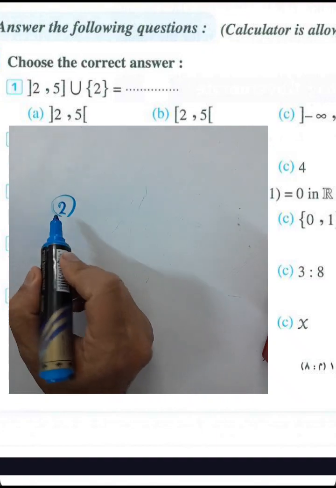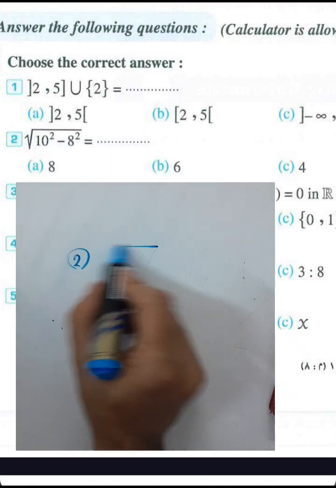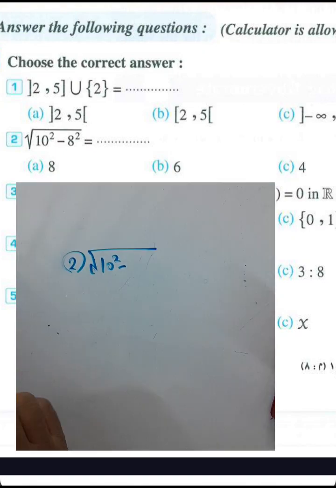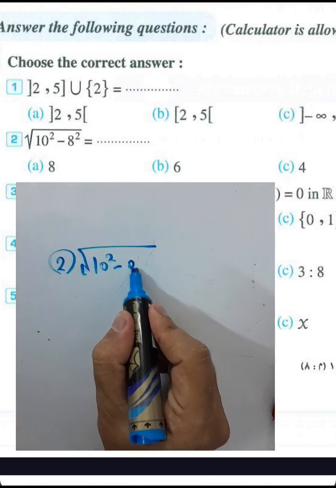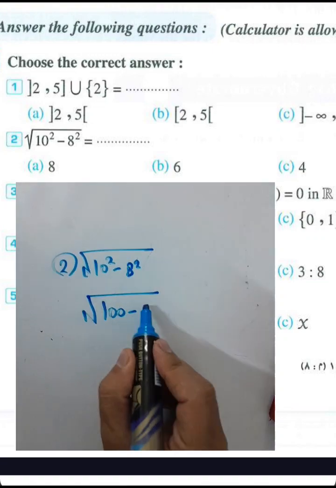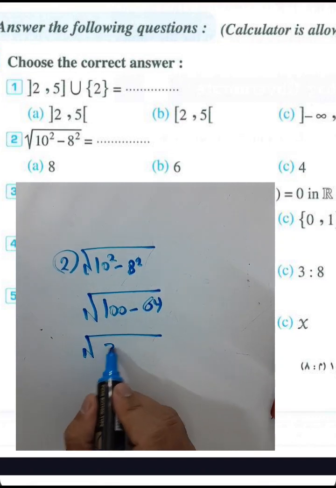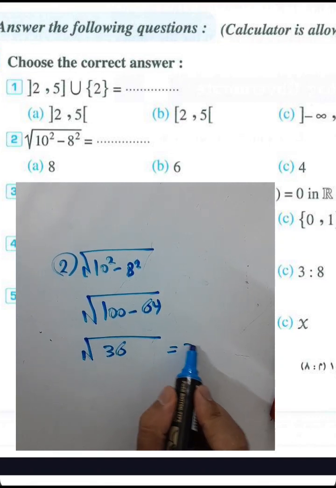Question number 2. We have the square root of 10 power 2 subtract 8 power 2. 10 power 2 is 100, subtract 8 power 2, which is 64. 100 subtract 64 equals 36. The square root of 36 equals 6.